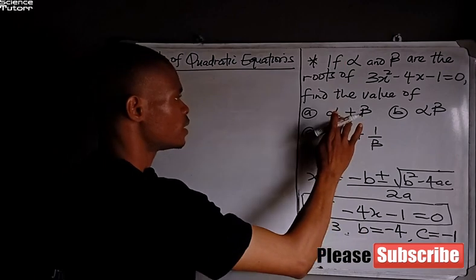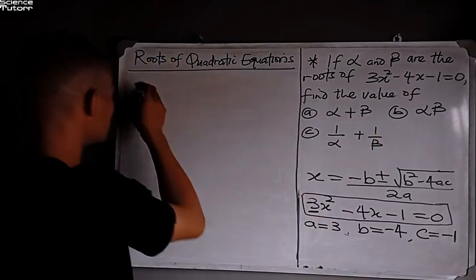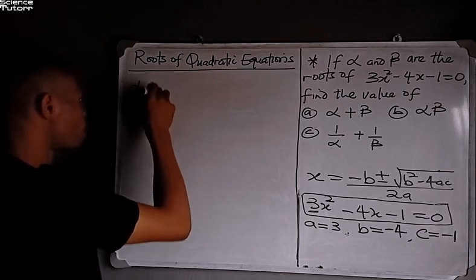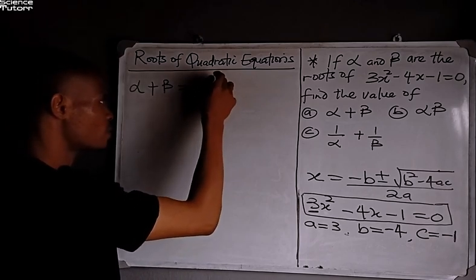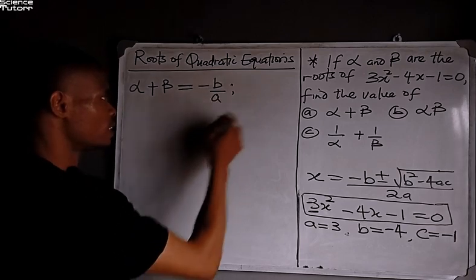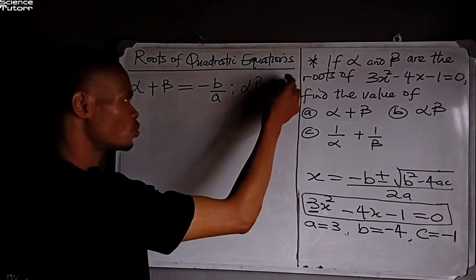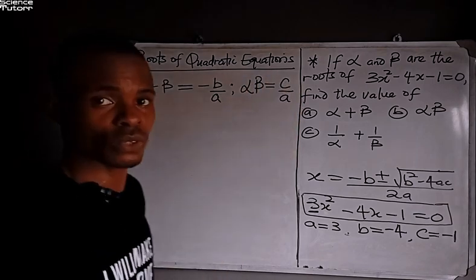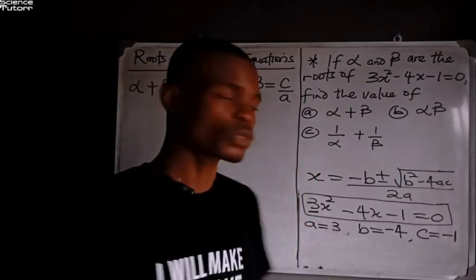Now, in determining the roots, alpha plus beta, first we need to take note of the fact that alpha plus beta is minus b all over a. That is the formula. And then alpha beta is equal to c all over a. It is vital to take note of this. Once you have a good understanding of this, you can solve problems on it.